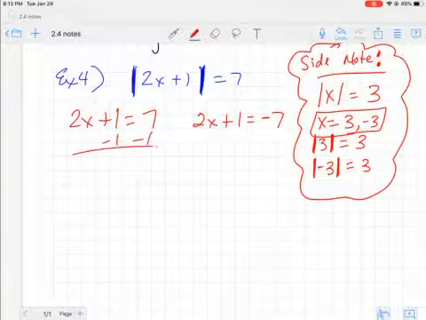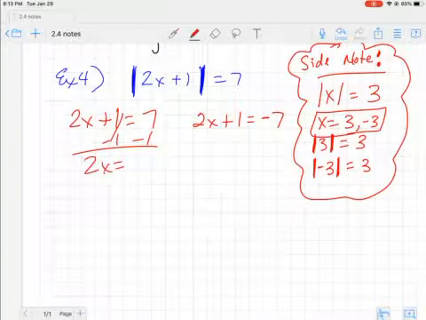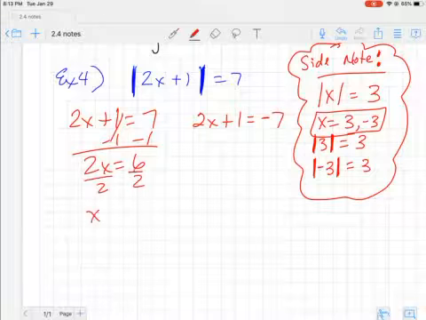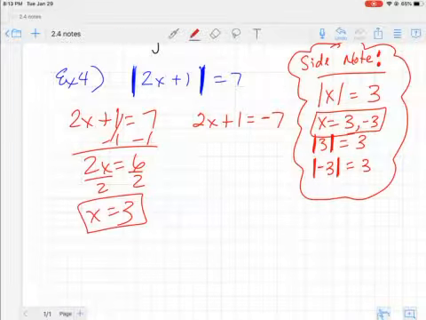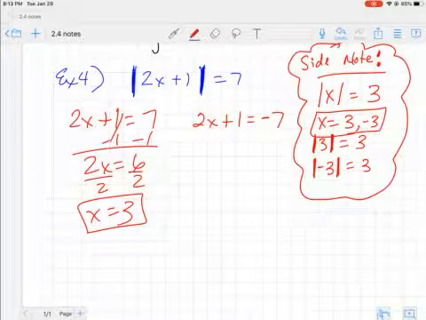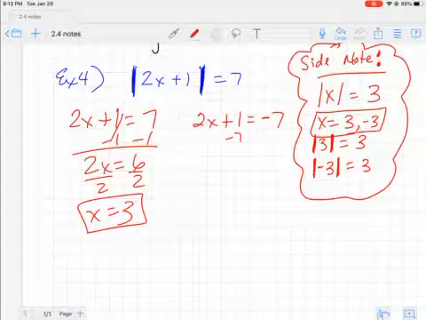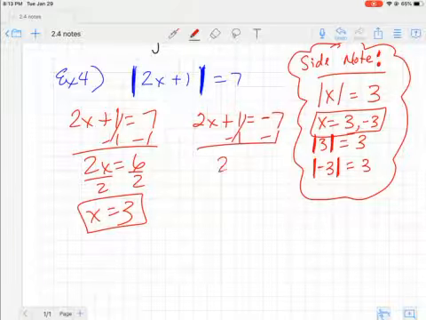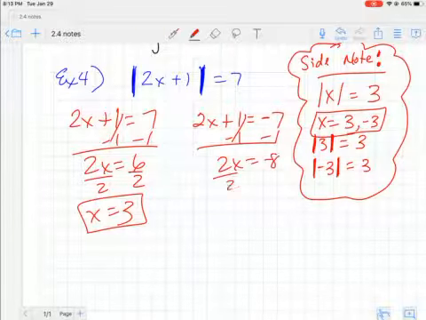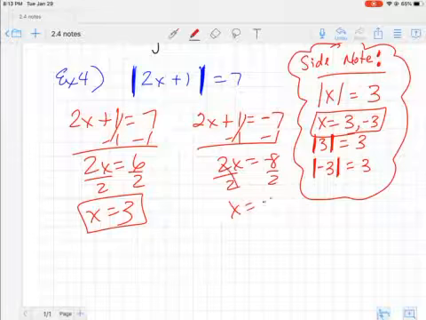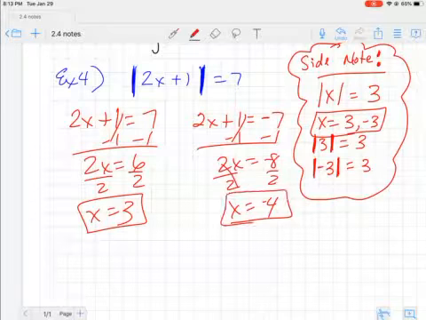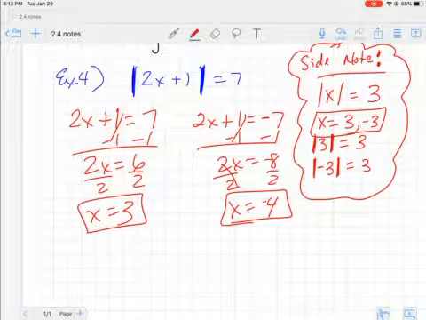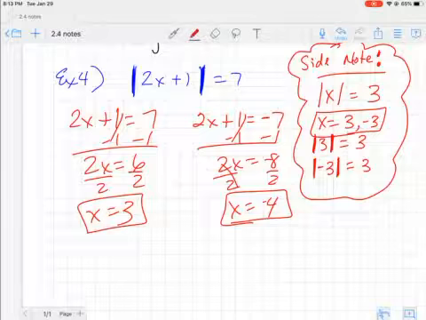So subtract 1 from both sides. I get 2x is now equal to 6. When you divide by 2, x equals 3 is one choice. Then, if I subtract 1 from both sides, I have 2x is equal to a negative 8. Divide both sides by 2, and x is a negative 4. When you have these absolute values, we have these two solutions.